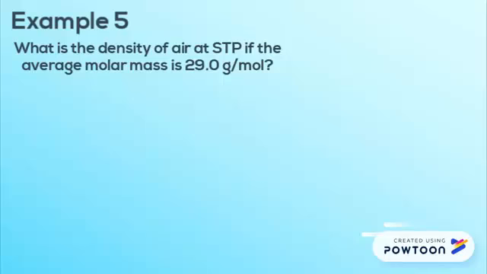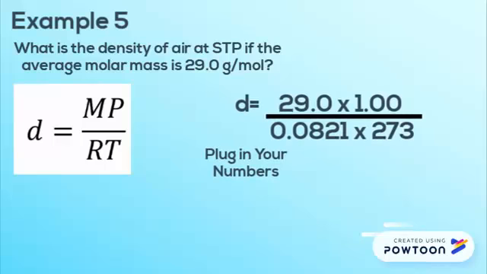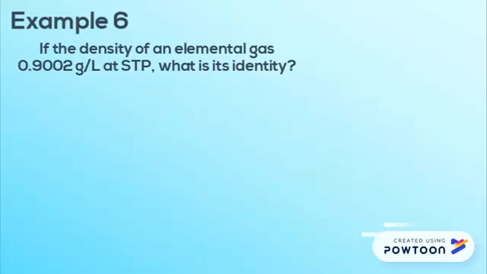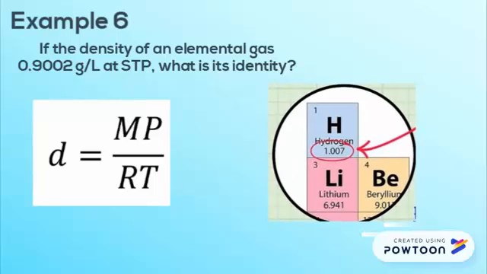For example number 5, we're asked to find the density, so our equation is already set up to solve. For example number 6, we are given the density of a gas at STP, and our goal is to find its identity. The way we can identify a gas is by its molar mass. So for this problem, we want to solve for the molar mass of our gas and compare it to the molar mass of the elements on the periodic table.